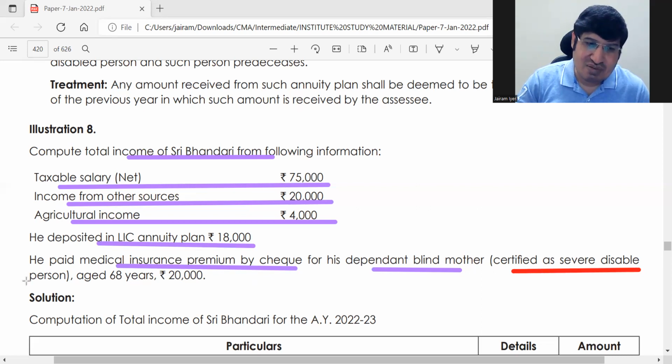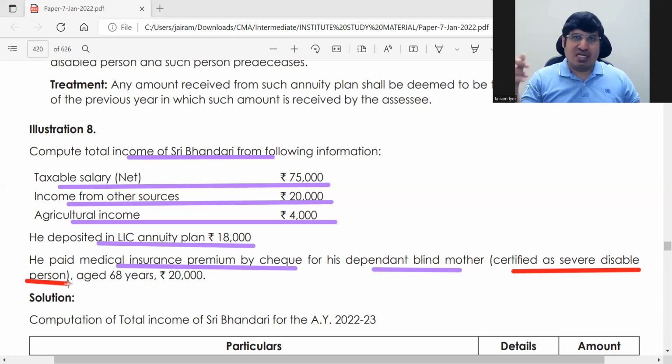Severe disability means how much? It is 80% or more disability. So you will get a deduction of 1,25,000. He paid medical insurance premium of 20,000. In this section there is no relation with senior citizenship; it's only disabled or severely disabled. There's no question about age in this section. Although he has put 20,000, he will get a deduction of 1,25,000.